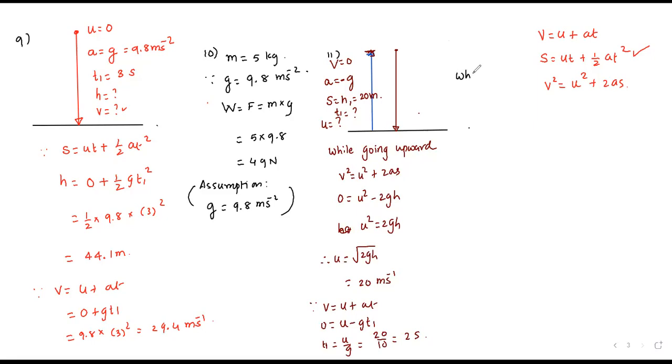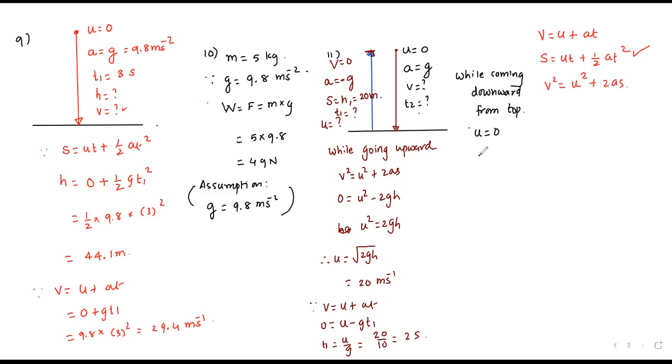While coming downward from top. What is u over here? 0, because it is initially horizontal. It is freely falling. a is equal to g. v is question mark. Right? तुम्हारा time t2 रहेगा. Is a question.